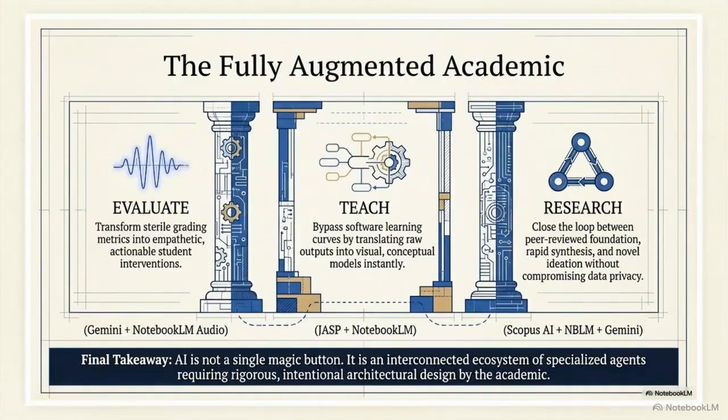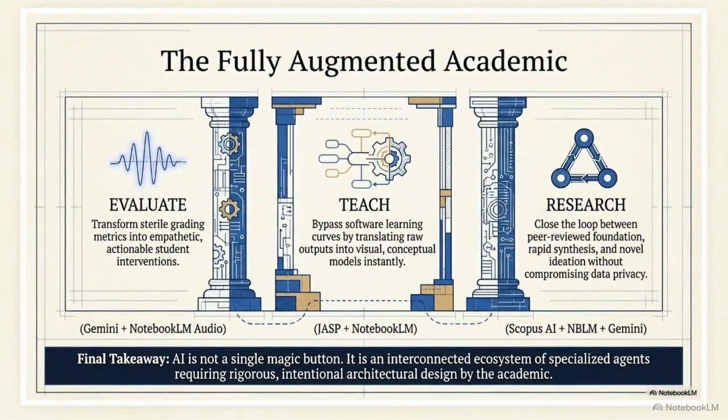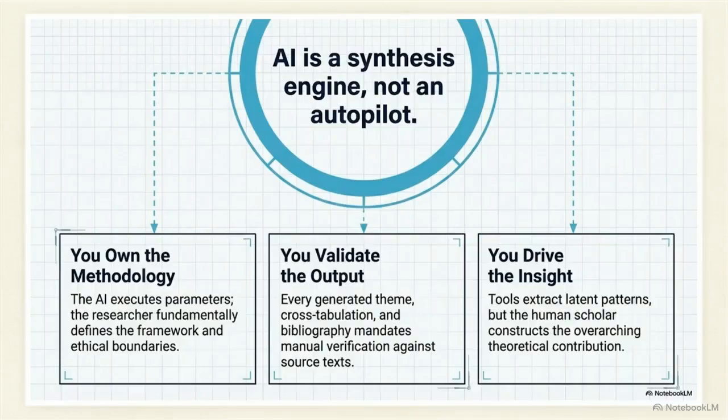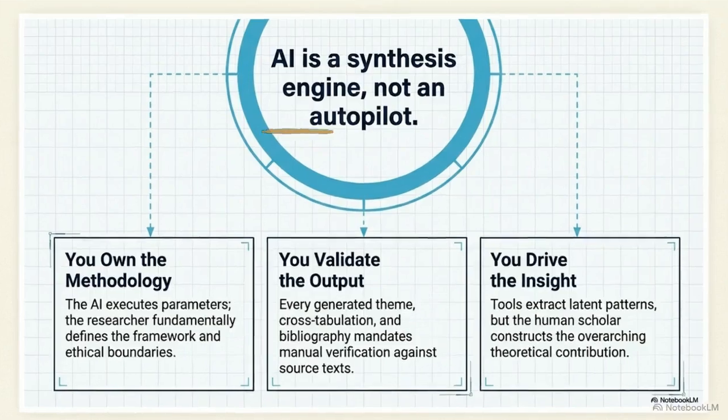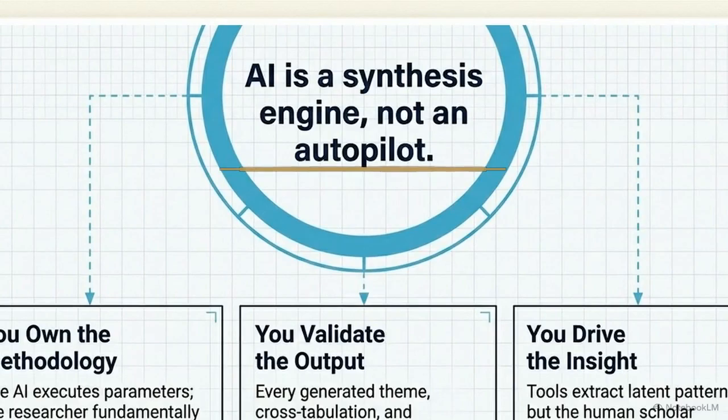This framework illustrates the full integration of these tactics into the profile of the augmented researcher. AI functions as an interconnected ecosystem of specialized agents structured to handle sensitive evaluation, visual teaching translation, and continuous closed-loop research. This framework establishes the hierarchy of every academic interaction. The researcher retains full control over the process, using the AI to process specific datasets rather than allowing the model to dictate the research direction.